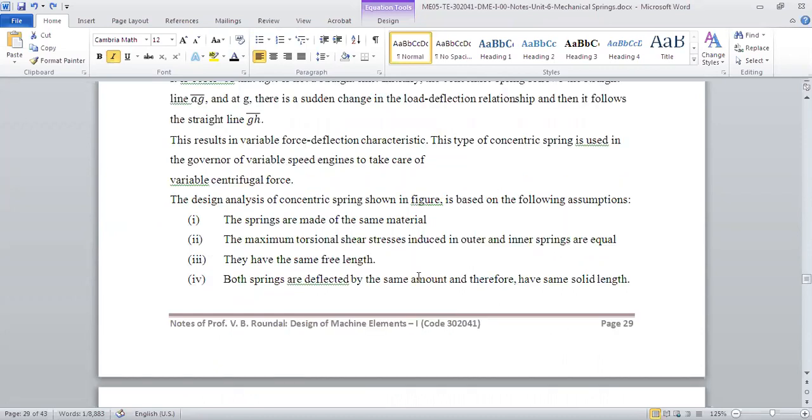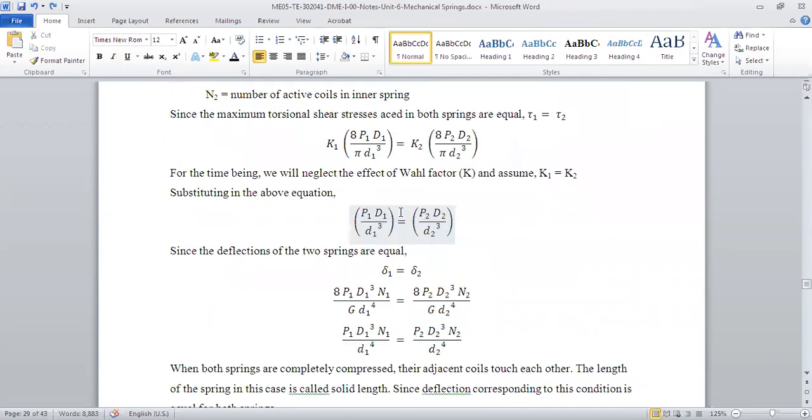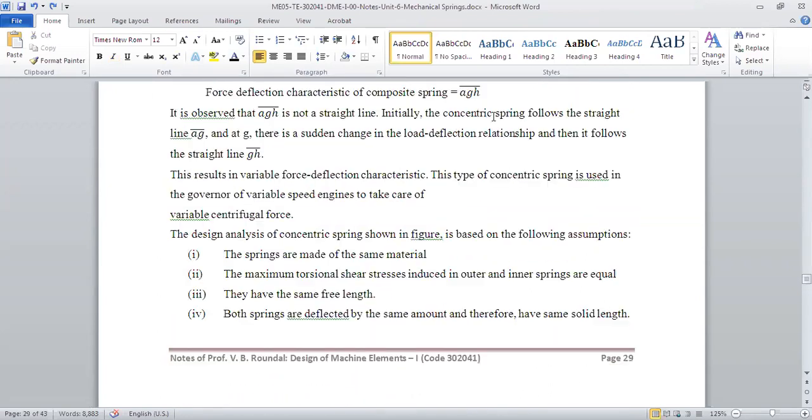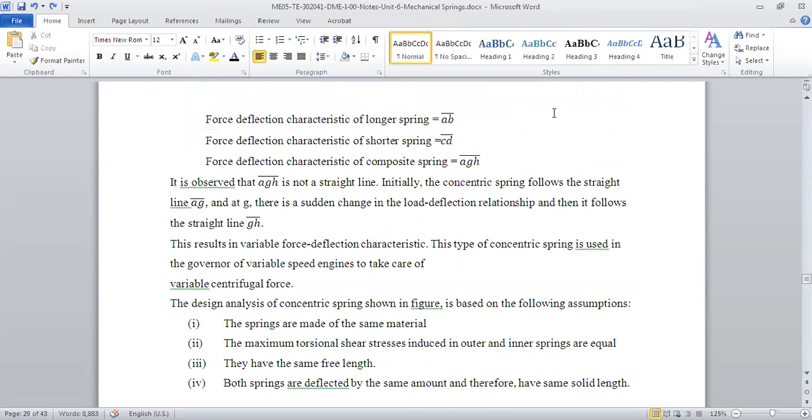Now we'll see the design of a concentric spring, and then we'll take a numerical on that. Do you want to take a break? It is not asking me to stop, but anyway, I will stop and we will take a small 5-minute break, and then please join again. Then we'll start with the design of a concentric spring, then a numerical on the concentric spring, and then we'll take surge in springs. But for that, we will stop here for 5 minutes.